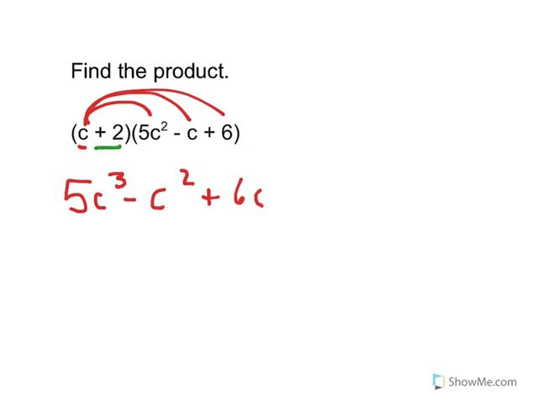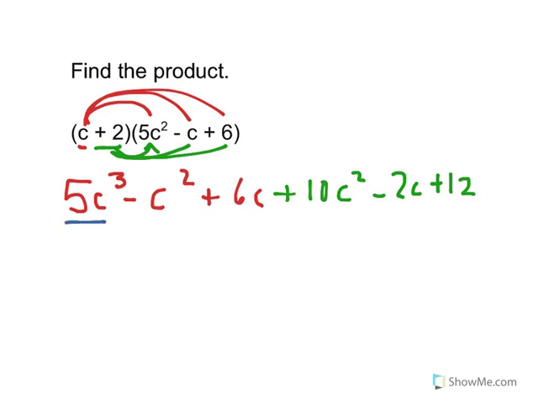Take this positive 2, multiply it by 5c squared, which would be positive 10c squared. Take your positive 2 times your negative c, which would make it negative 2c. And then finally, your positive 2 times your positive 6 would be positive 12. So you should have 6 terms here. You've got 2 terms in the first one, you've got 3 terms in the second polynomial, and 2 times 3 is 6. You should have 6.